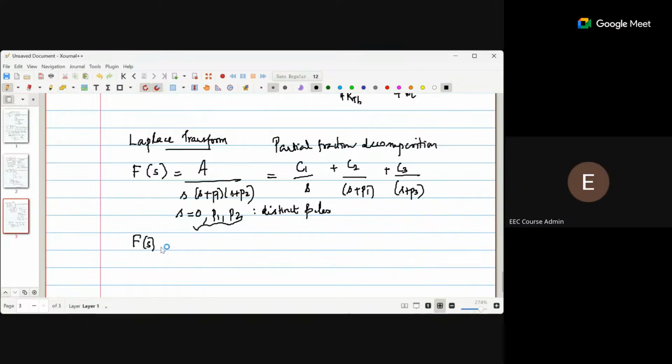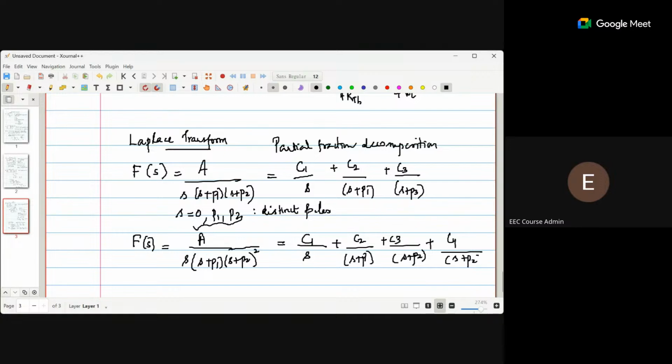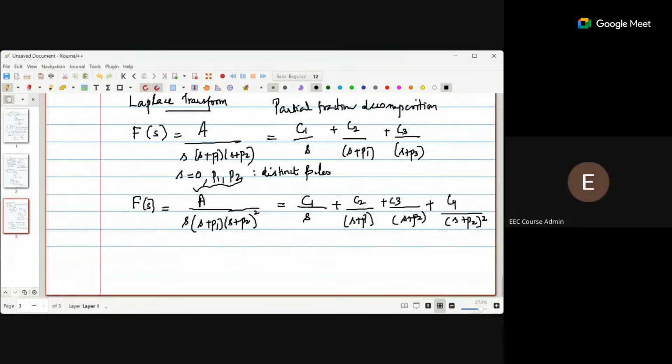Then another case is when one of the poles is repeating. Say for example, if P2 is repeating, so that I will have the term s plus P2 the whole square. Then by partial fraction, you have to decompose like C1 by S plus C2 by S plus P1 plus C3 by S plus P2 plus C4 by S plus P2 the whole square. That will be the way you will decompose using partial fraction.